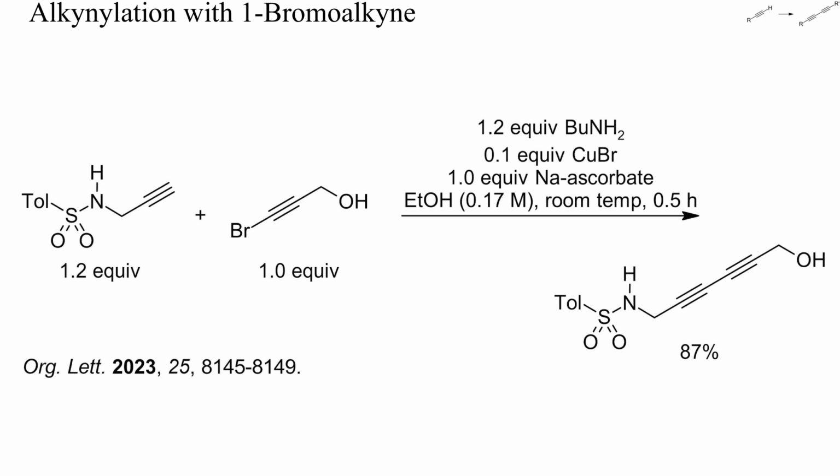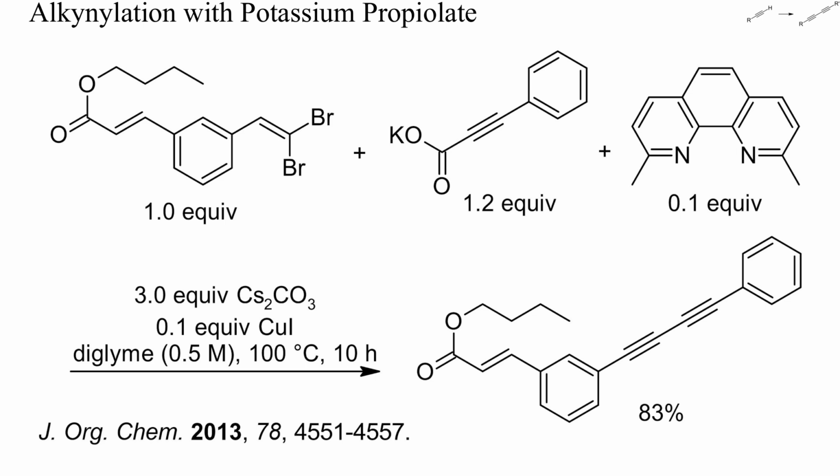This is another example of alkynylation with a 1-bromoalkyne. To prevent the formation of homodimers, one equivalent of sodium ascorbate was added. In this example, the required 1-bromoalkyne was generated from a vinylidene dibromide by heating with an excess of cesium carbonate. The terminal copper acetylide was also generated in situ by decarboxylation of a potassium propiolate. Despite this complexity, a high yield of the target product resulted.